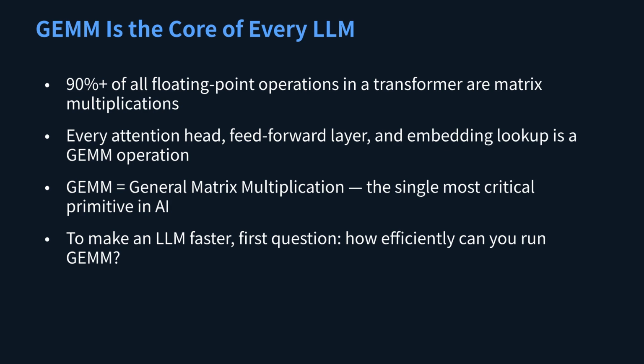When a language model reads your prompt and generates a response, the vast majority of its computation, we're talking about 90% or more of the total floating point operations, consists of matrix multiplications. Every layer in the transformer, every attention head, every feed-forward block, all of it is essentially multiplying large tables of numbers together. The technical term for this operation is GEMM, which stands for General Matrix Multiplication. So when you want to make a language model faster, the first thing you look at is, how efficiently can you run GEMM?